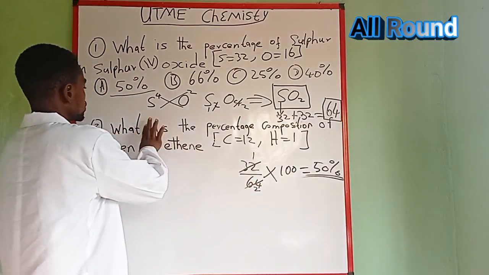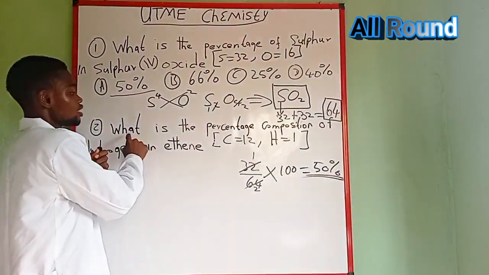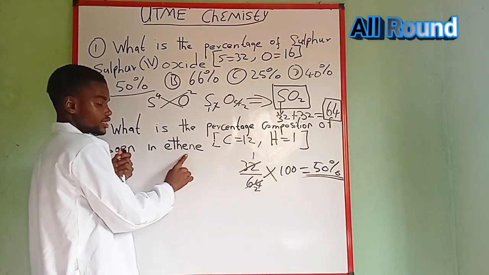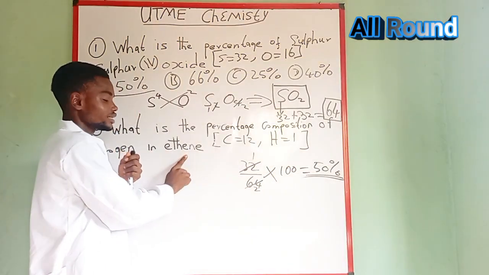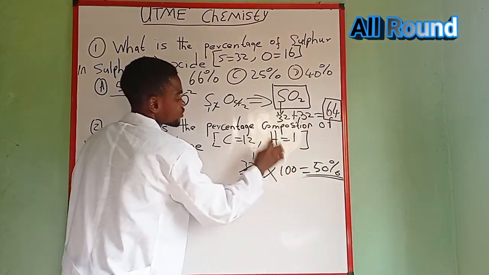Now, I want you to attempt this other question and put your answer in the comment section. I am going to reply to you within 24 hours. It says, what is the percentage composition of hydrogen in ethane? This is an organic compound from the alkane family. In brackets, you are given the mass of carbon and the mass of hydrogen.